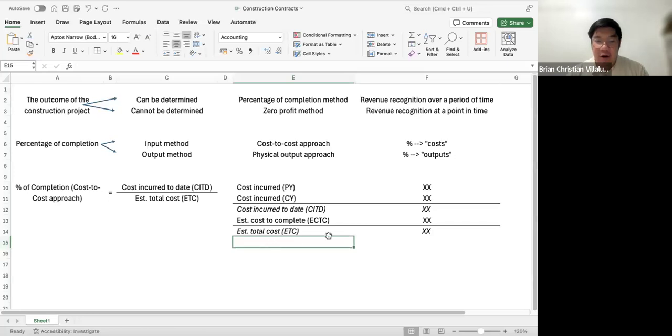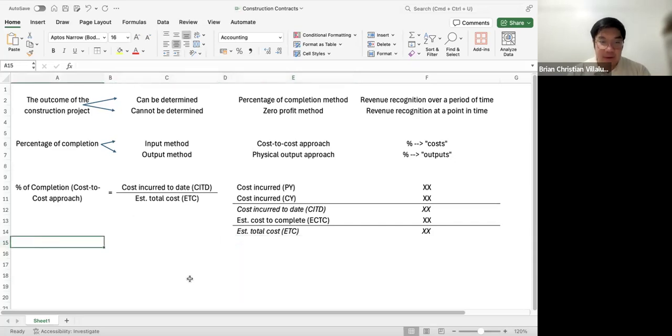Nagkakaintindihan? Sir, ano yung estimated cost to complete? That is the estimated amount of cost na mai-incur mo pa in the future years para makumpleto yung project. Kumbaga, mga estimated figures lang ang mga nandito. Magkano pa ang magiging estimated cost to complete the project? So are we clear with regard to the computation of the percentage of completion using the cost-to-cost approach?